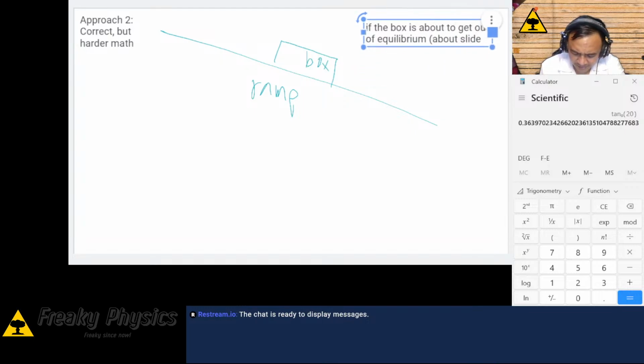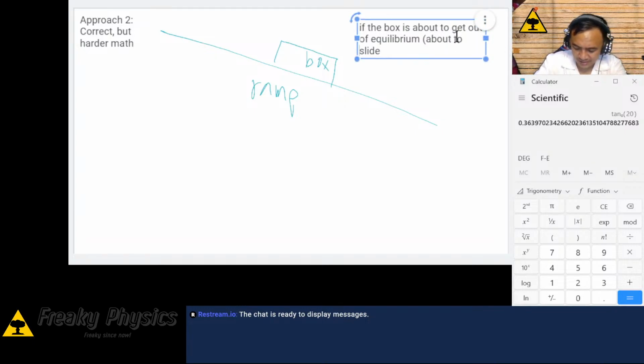Then that means, let me just fix that. While I'm fixing this, so it's about to slide, then that means the forces just about balance out exactly, right? It's not one way or another.